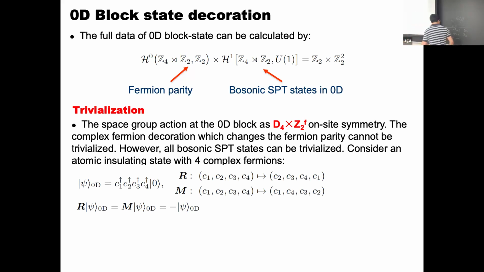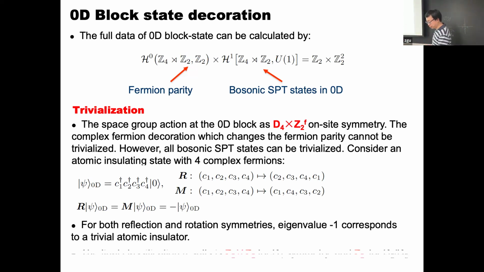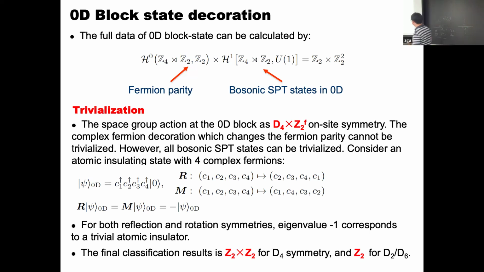The way you think about this is very similar to the 1D case. Now you can think about we can decorate the 4 fermions, 1, 2, 3, 4. Create a 4 fermion in a symmetric way. And this 4 fermion you can do the cyclic rotation. Generally, there's a -1, so that makes this rotation eigenvalue trivial. Similarly for the mirror reflection, you just reflect a pair, similar to 1D, which also makes it trivial. So now the conclusion is that we again only have this 1 Z2. So now we finally understand why we have this Z2 squared classification for D4 and only 1 Z2 for D2 and D6.